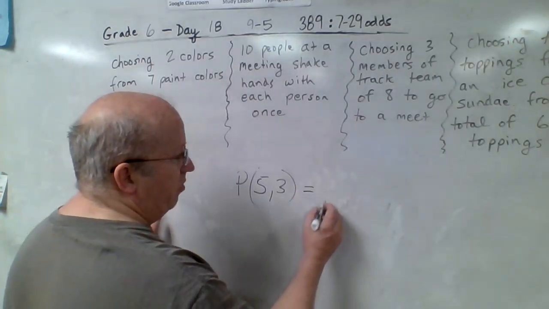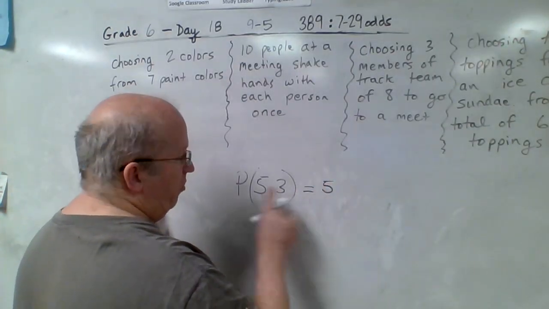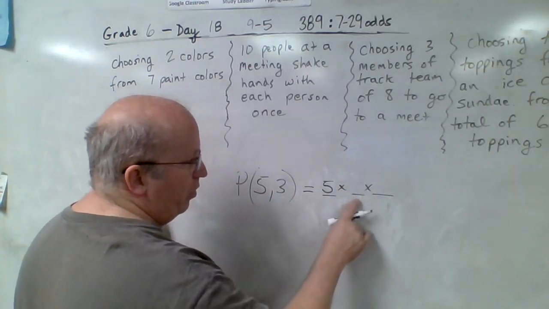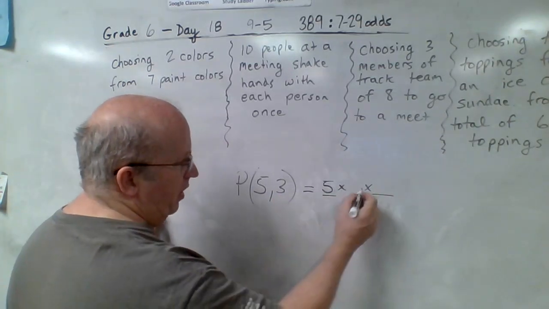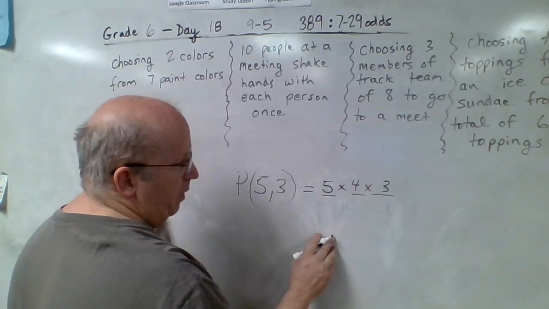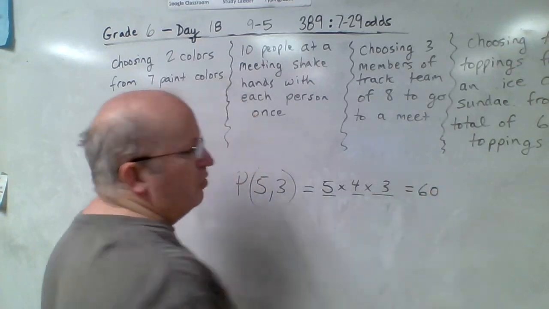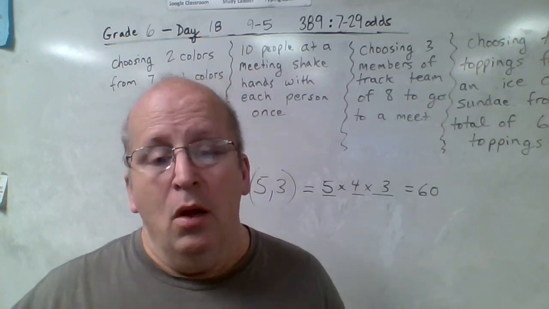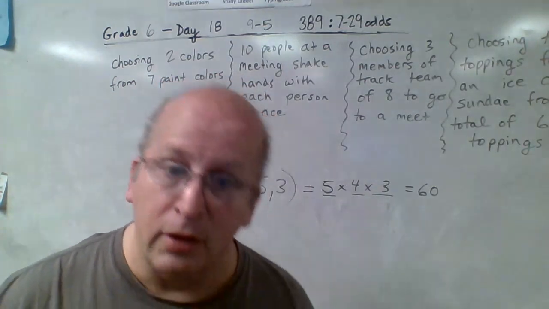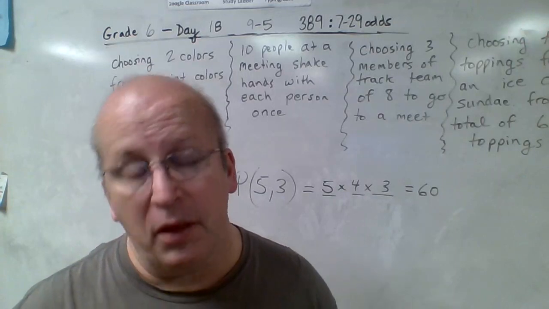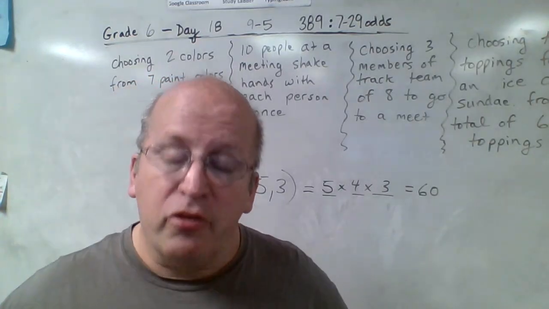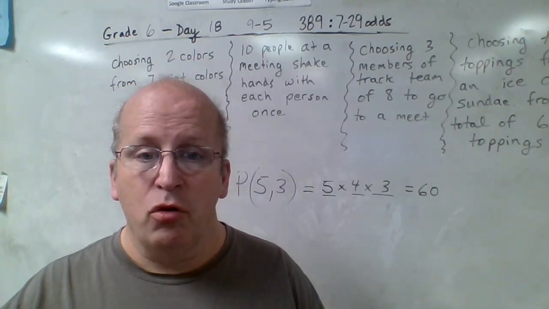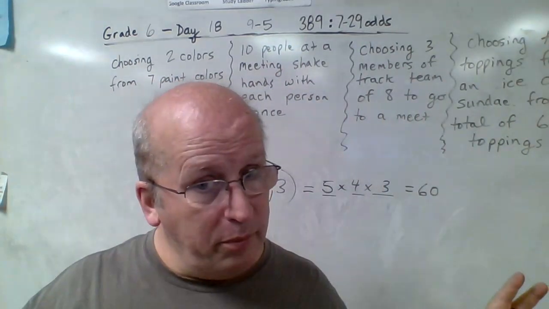And we solve this by multiplying together, starting with the number 5 and going in descending order 3 times because of that second number. And in this particular case, we find that there's 60 different ways that you can arrange 5 people so that one person gets the first place prize, one person gets the second place prize, and one person gets the third place prize. 60 different ways of arranging those 5 students. So that's the idea of permutation, remember?